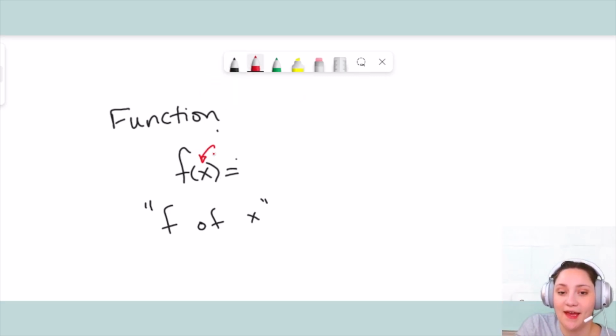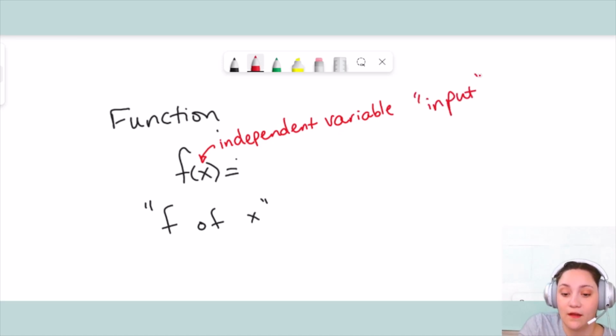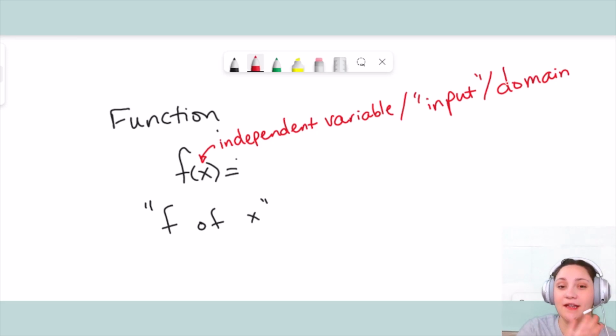And remember that the x, or whatever variable is inside the parentheses, is the independent variable. That is the variable that is the input to the function, or it's part of the domain. So there's a lot of information contained inside that x. The x's are the inputs to the function. They're independent. They just get to be whatever they want to be. And that group of numbers, which oftentimes is all real numbers, that are the independent inputs to the function, are what we call the domain.